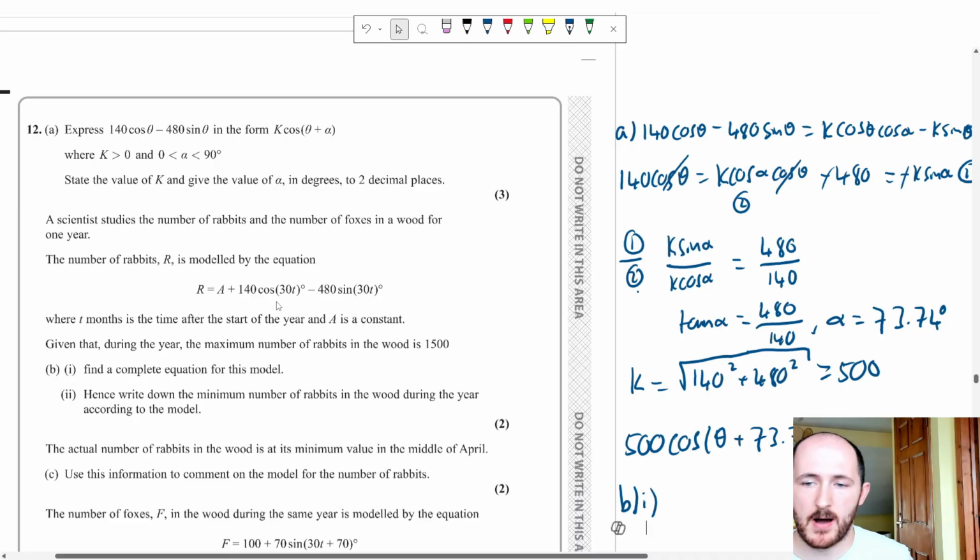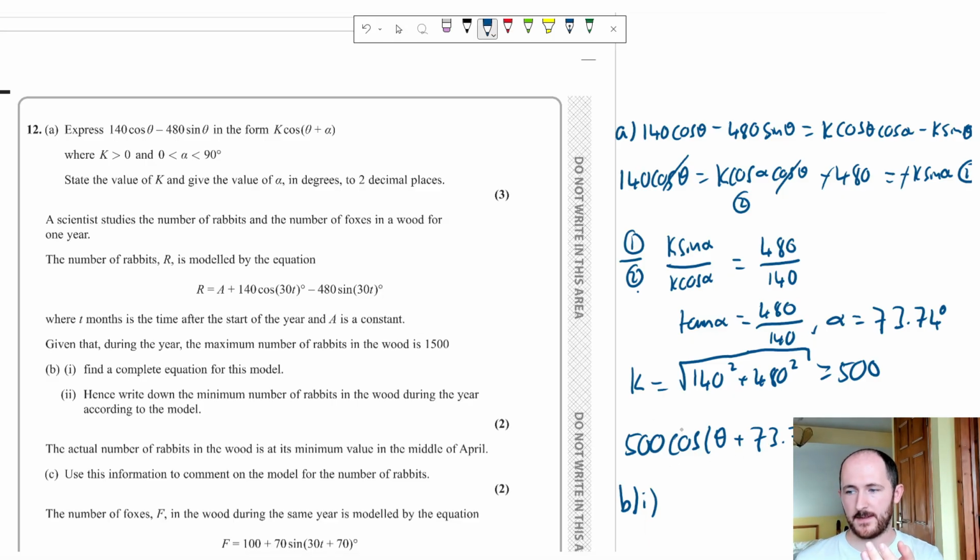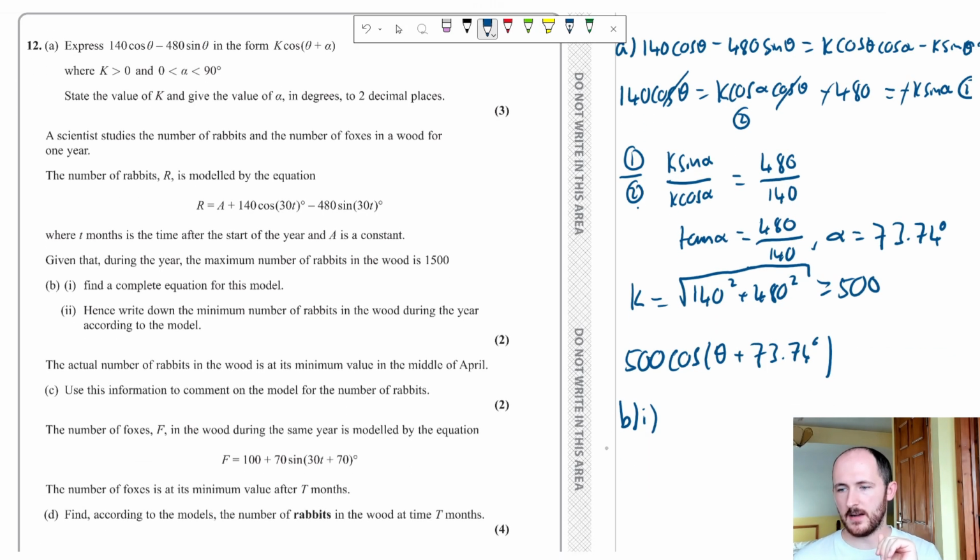Now, something to keep in mind is they don't always make it exactly equal. They might have done this as like 280 and 960, for example, in which case it will be double this value for cos, as an example. So you have to compare it. It's not always going to be the same. So I could write r as a plus 500 cos, and again, instead of theta, we're just using 30t.